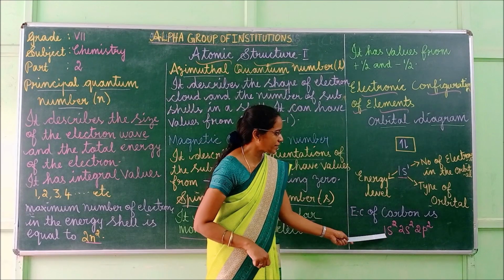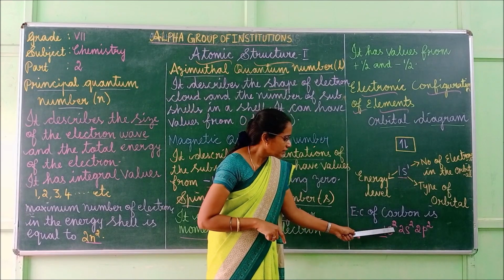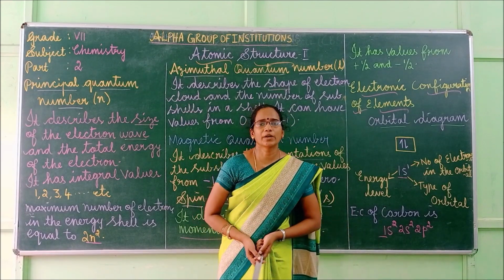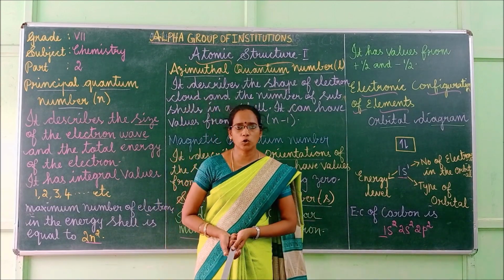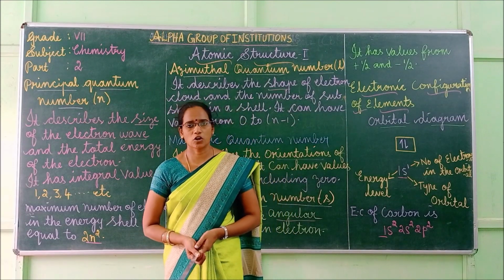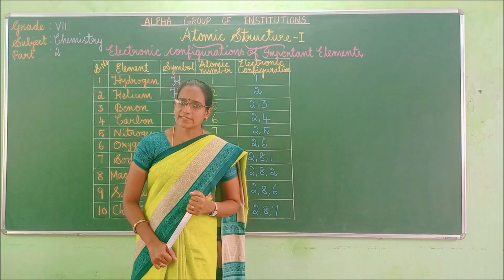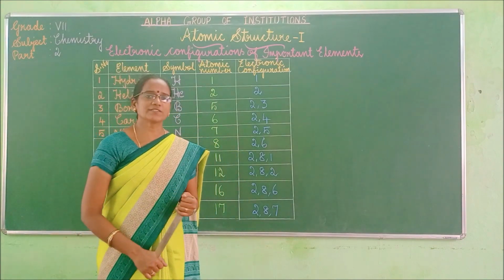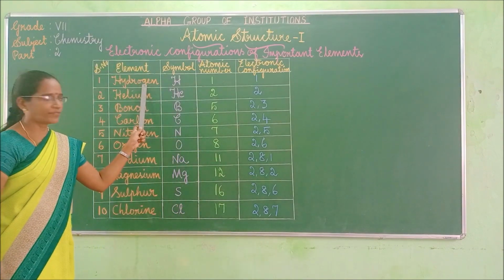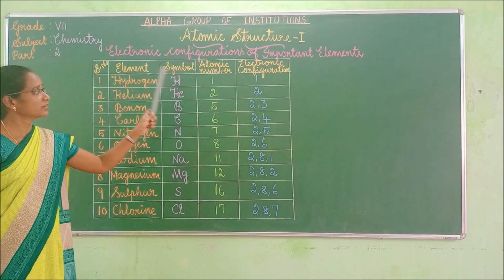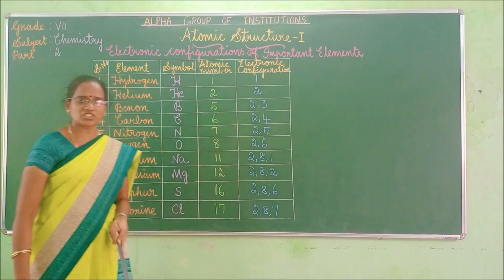So this 1 represents the energy level. S represents the type of orbital. This superscript mentions the number of electrons present in the orbital. So these steps we should follow while writing the electronic configuration. Got it, children? Now we are going to see the electronic configurations of some important elements. The elements are given, the symbol is given, the atomic number of that particular element is given, and the electronic configuration is also given.